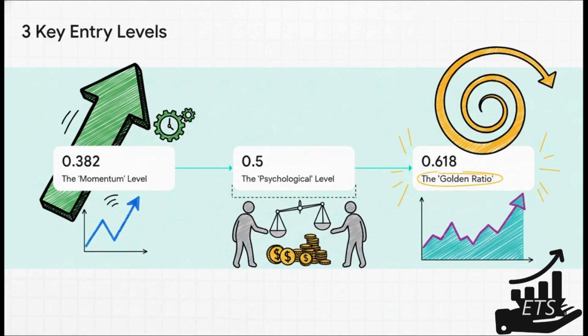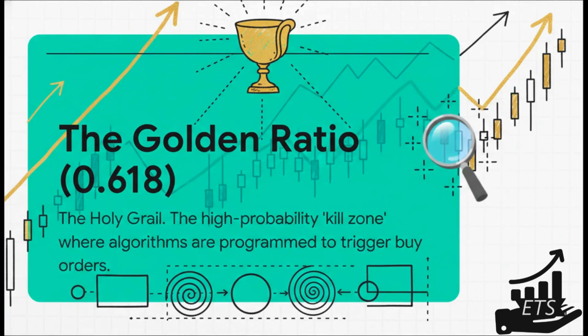And finally, we have the most important level of all, the 0.618, also known as the Golden Ratio. People call this the Holy Grail of trading, and for good reason. Why? Because sophisticated trading algorithms are often programmed to fire off huge buy orders right at this level. It is a high-probability kill zone that absolutely demands your attention.